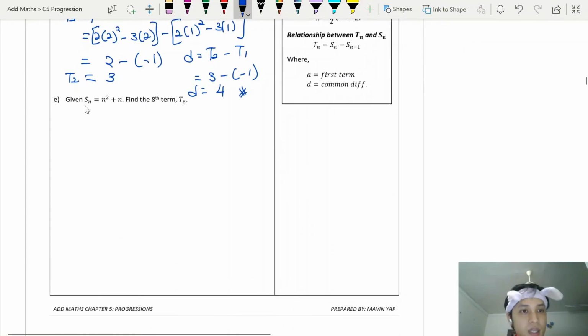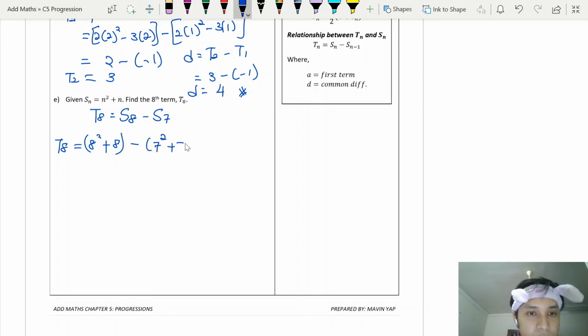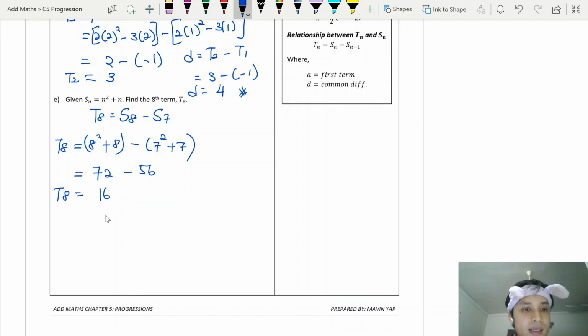Next. Given Sn, find the 8th term. This one is very straightforward. Find the 8th term, T8, so we use this formula: T8 equals S8 minus S7. We are just going to substitute the value. So S8: 8 squared plus 8, minus 7 squared plus 7. 8 squared plus 8 is 64 plus 8, 72, minus 49 plus 7, which is 56. So this is 16. Your 8th term is 16.